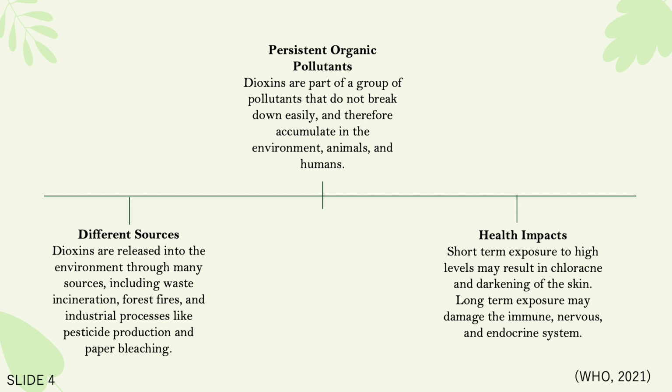The health impacts. The short-term exposure of humans to high levels of dioxins may result in darkening of the skin and altered liver function. Long-term exposure is linked to the impairment of the immune system, the development of the nervous system, and the endocrine system as well. Dioxins are highly toxic and can cause cancer, reproductive, and developmental problems. TCDD, also known as dioxin, has been classified by the World Health Organization as a known human carcinogen.